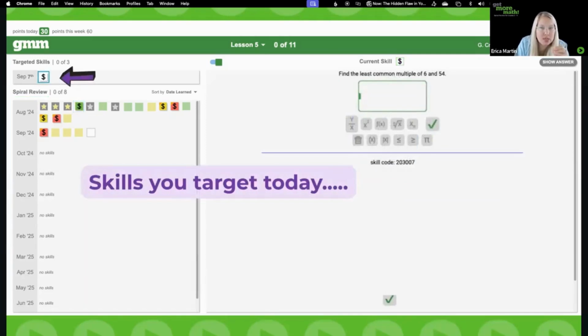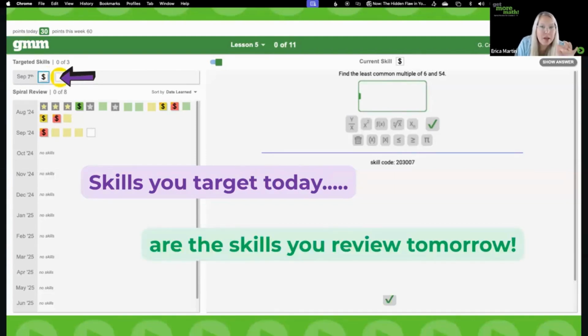The nice part is, as the teacher, we can't take on anything else, right? All you have to do is decide what are you targeting today, because what you target today will become the skills that you review tomorrow. That's how the spiral review is actually built.